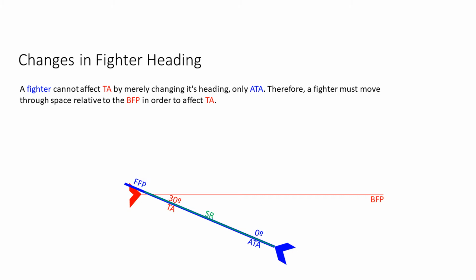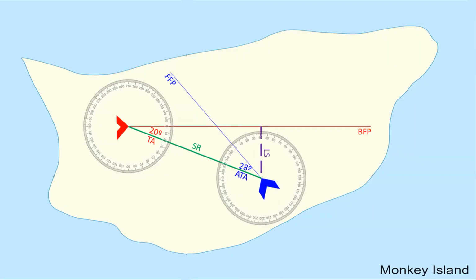What we're adding on to this lesson is the fact that a fighter cannot affect target aspect by merely changing its heading, only the antenna train angle. So in order to change the target aspect, we actually have to move through space. And we're gonna illustrate that.